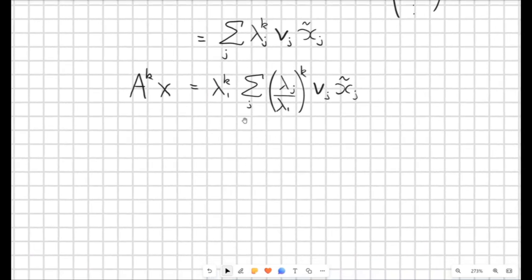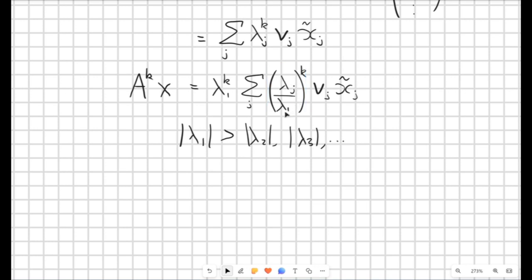And we've already defined lambda 1 as being the eigenvalue associated with the dominant eigenvector. So we're saying that lambda 1 is the largest eigenvalue, or more specifically, the absolute value of lambda 1 is larger than all of the other absolute values of the eigenvalues, and so on.